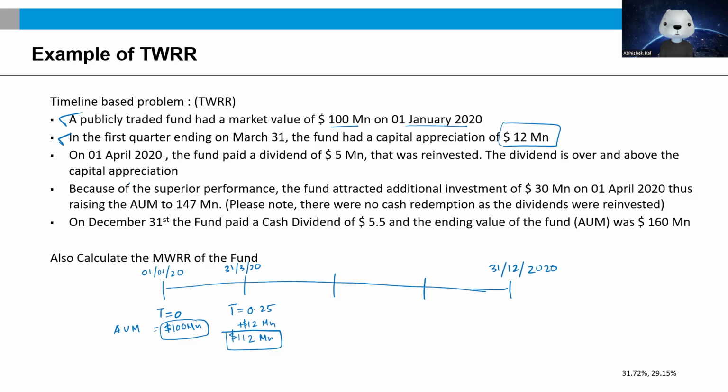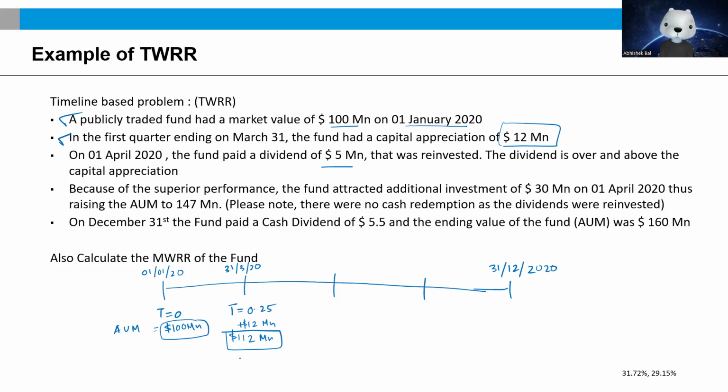On 1st of April, the fund paid a dividend of $5 million. That was reinvested. The dividend is over and above the capital appreciation. Now, this is a very important aspect because we need to understand that dividends are normally paid out from the capital appreciation itself, realized in cash, of course. Sometimes dividends are paid out in terms of kinds, which are additional shares or additional units, but that's besides the point. But here it is being explicitly mentioned that the dividend is net of the capital appreciation.